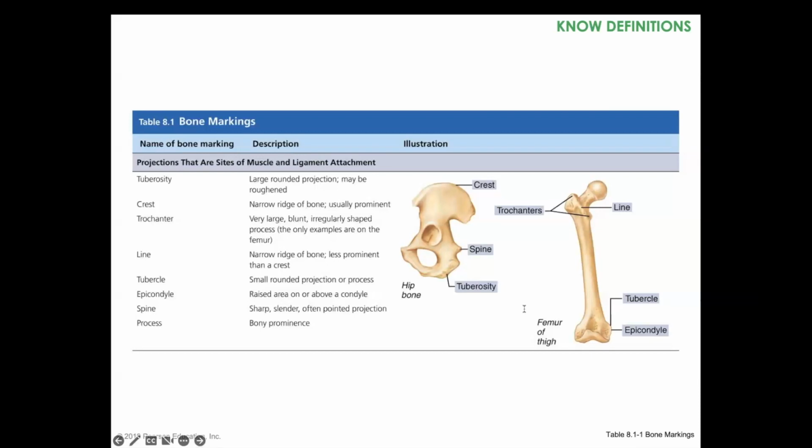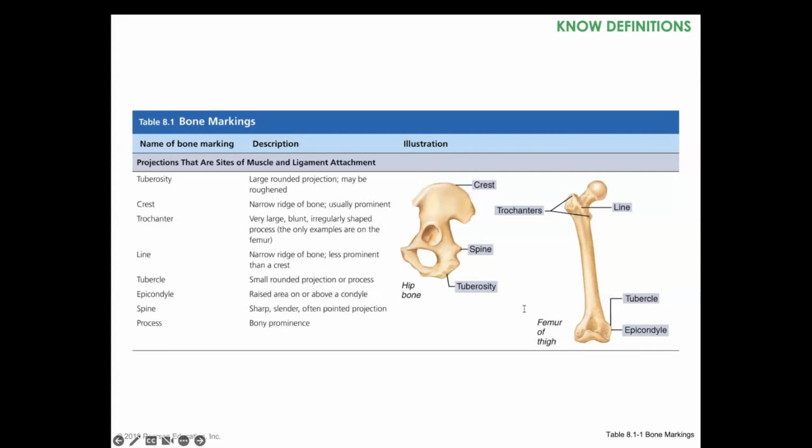A line is just a narrow ridge that goes along the length of a bone. It's really like that simple. It just looks like a line on a ridge. Trying to think of, like, if you look at a map, you see a mountain range. It just looks like a line that's kind of raised along the surface of a map. It's going to be kind of like that.